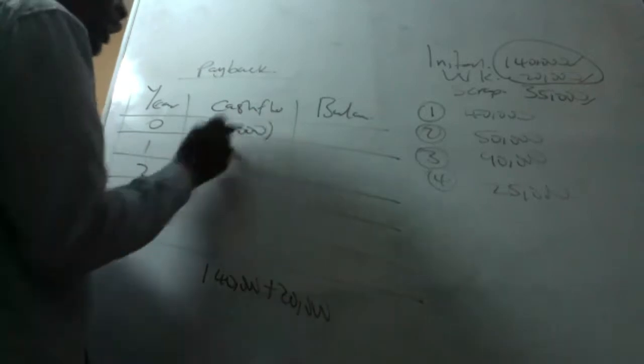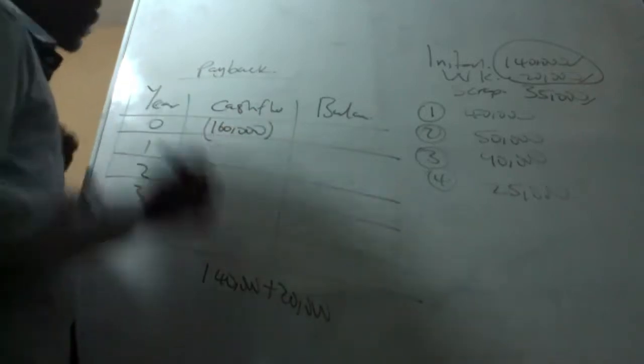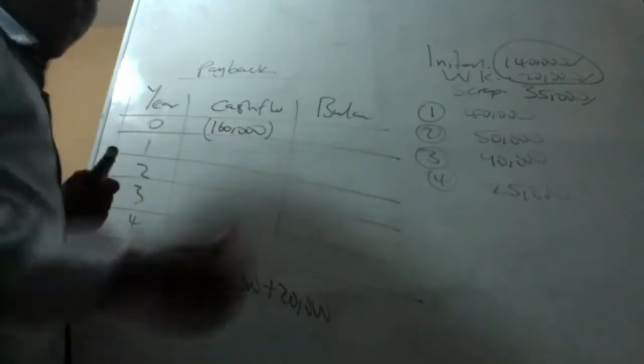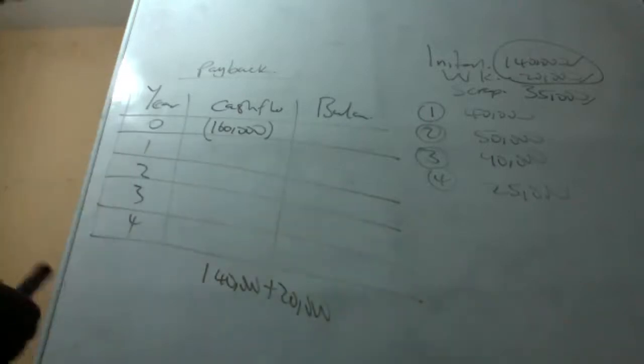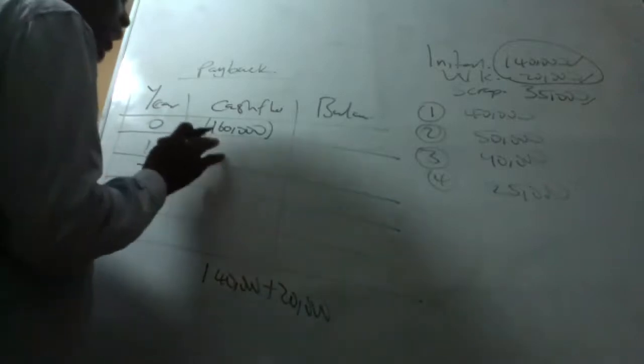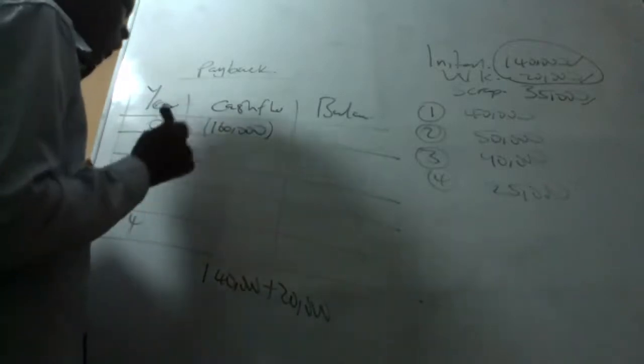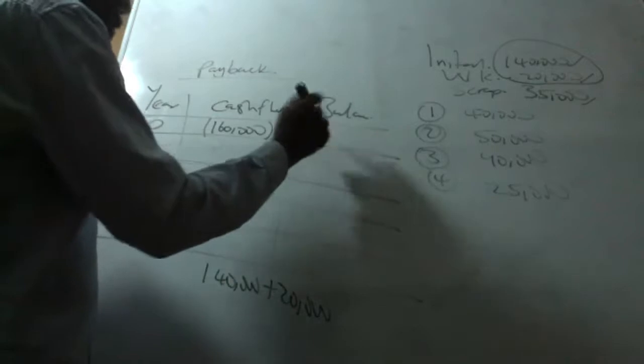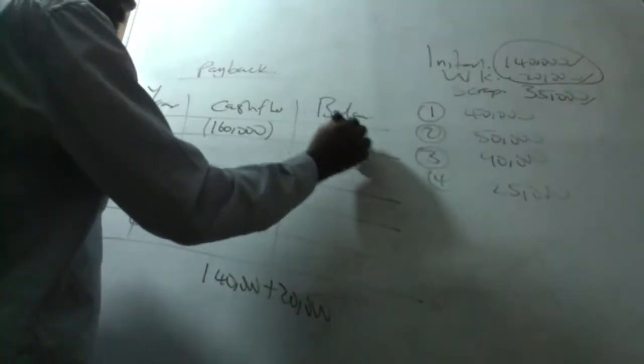Okay, so the initial outlay plus working capital. If there's any working capital, please add it. We define working capital as the amount that you use to run a business on a daily basis. And it should be there at the start of the year. We are going to see this in detail. And let's come to the balance. So at the start, we are owing 160,000.